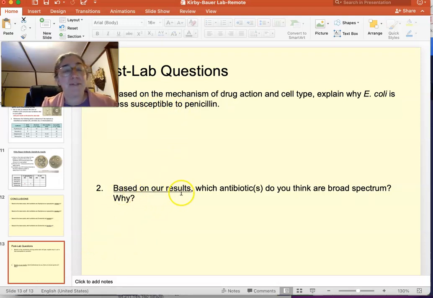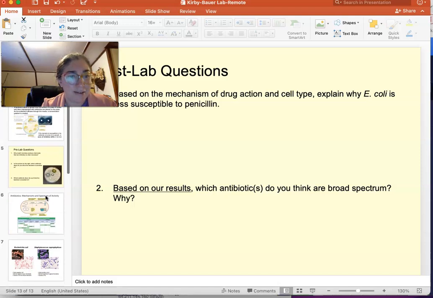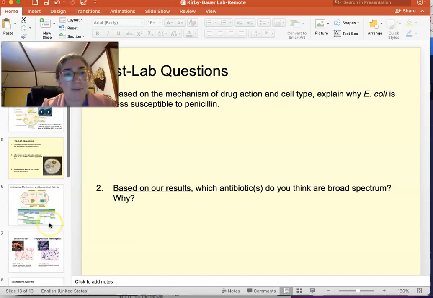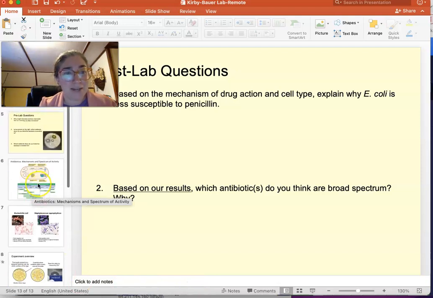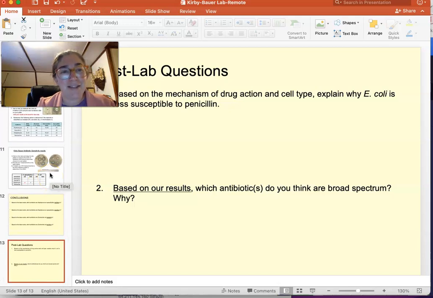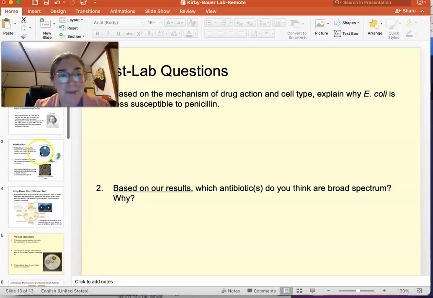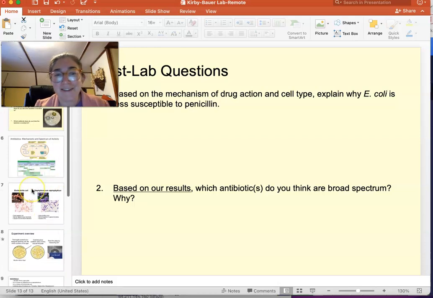And based on our results, so not based on the table above on slide 6, okay, not based on this table here, but based on the results that we got, which antibiotics do you think are broad spectrum? Okay, and why? Explain why. So it might not be consistent with what we had determined up here. And I will confess that my antibiotic discs are kind of old and a little expired, and so some of them might not be working as well. So that might give us different results than what we would have expected based on this.